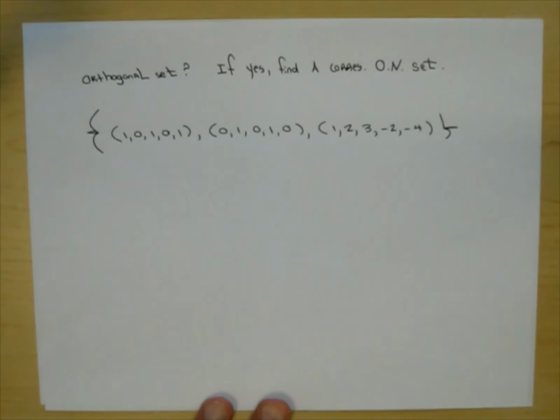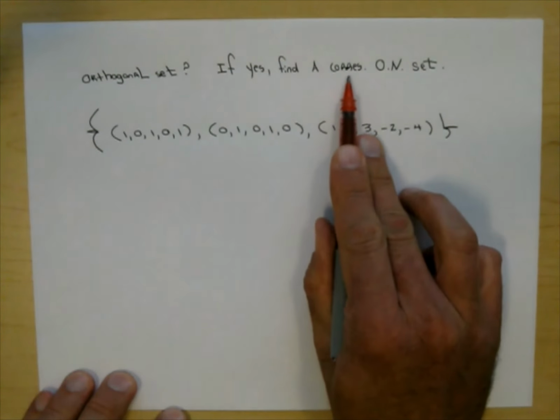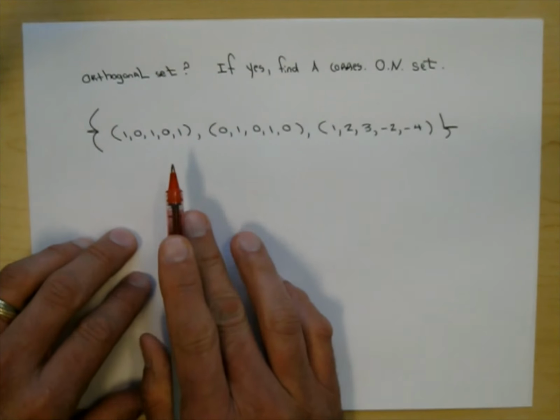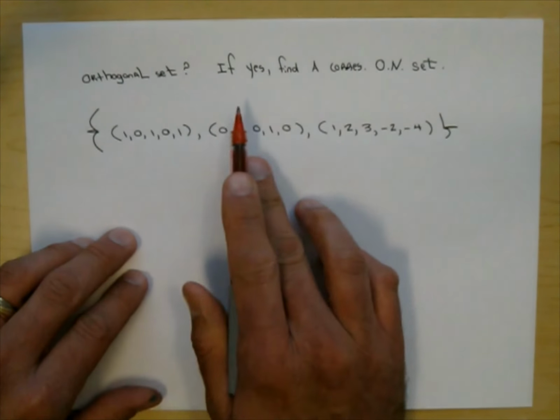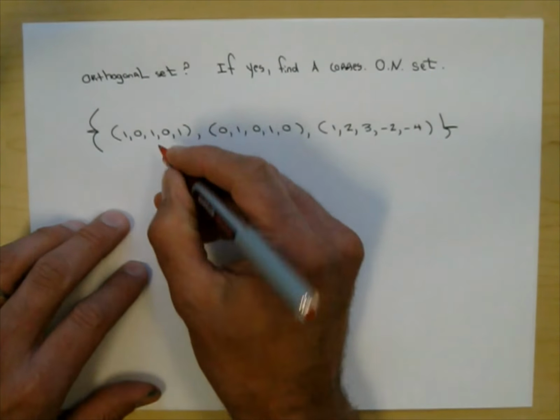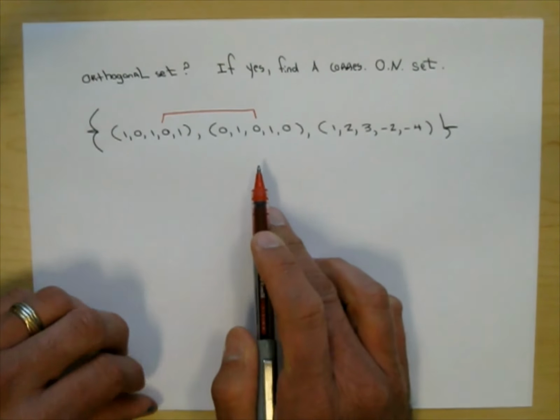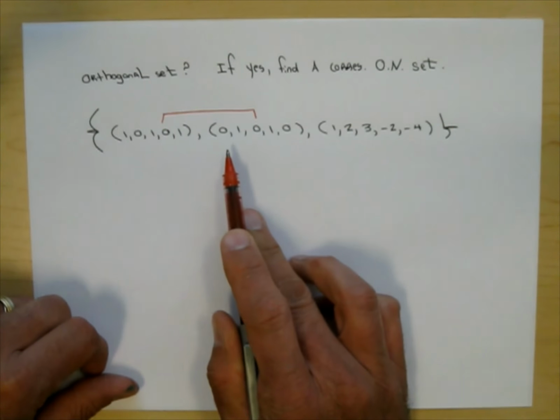Let's go ahead and do our last problem. Is this an orthogonal set? If yes, find a corresponding orthonormal set. Now on the test, I'm going to write it all out. I'm not going to try to abbreviate like this. So the first thing I want to do is, well, first I hope that the answer is no, because then I don't have to do that part. I'm going to find the dot product between those. So when the inner product is not given, like in R5, then it's the dot product.